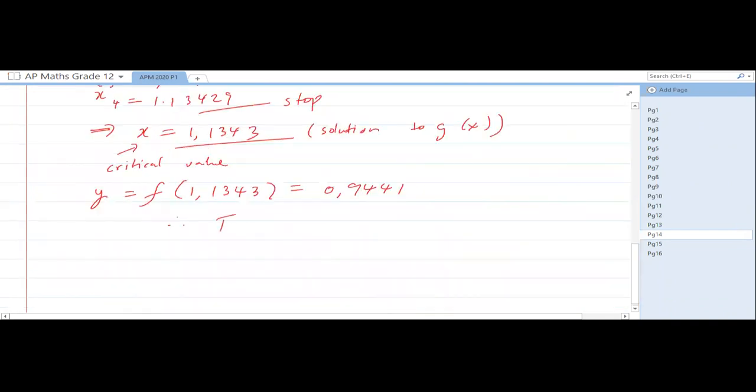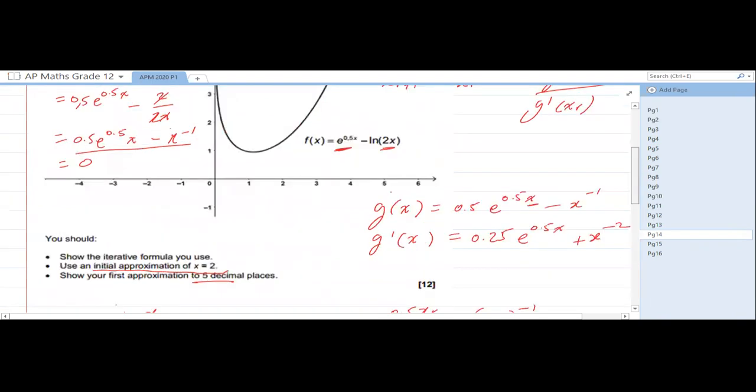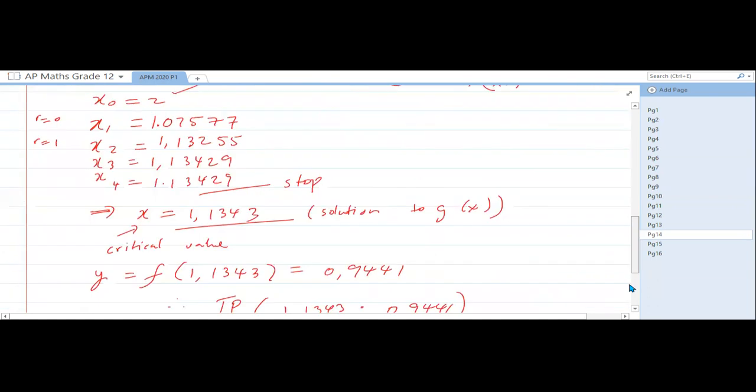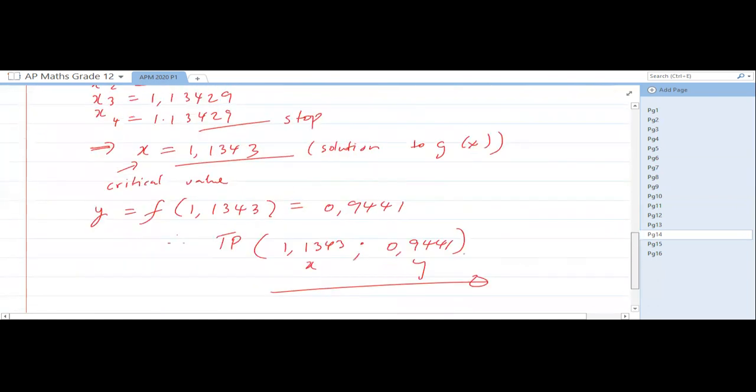Therefore, the question asked us for the turning point of the given function. Therefore, TP is equal to 1.1343, which is the x value, and 0.9441, which is the y value. And that should be a solution. Let us just observe on the graph: x is 1.1343, and the y point is just below 1. So the turning point is somewhere around there, very close to 1. That's what it looks like, observed from the graph. You can't go way off.